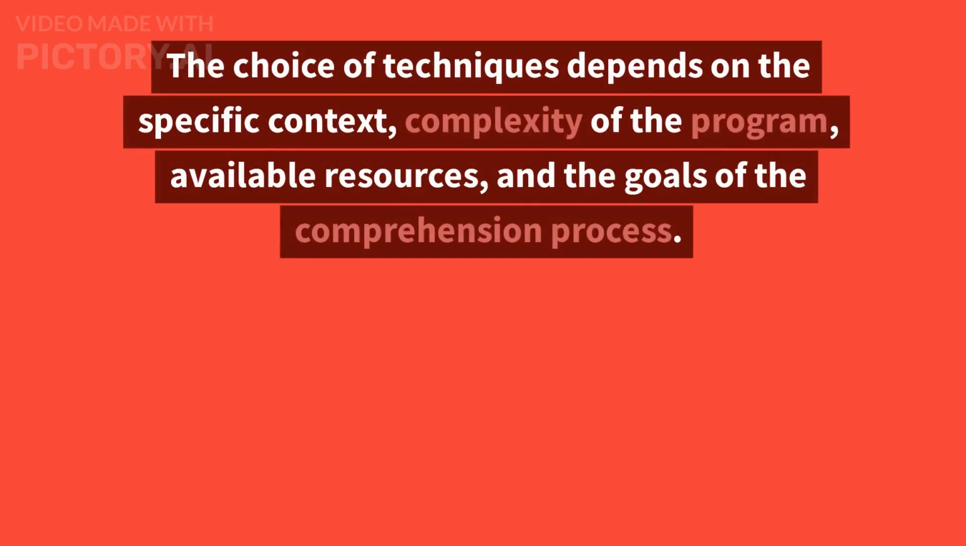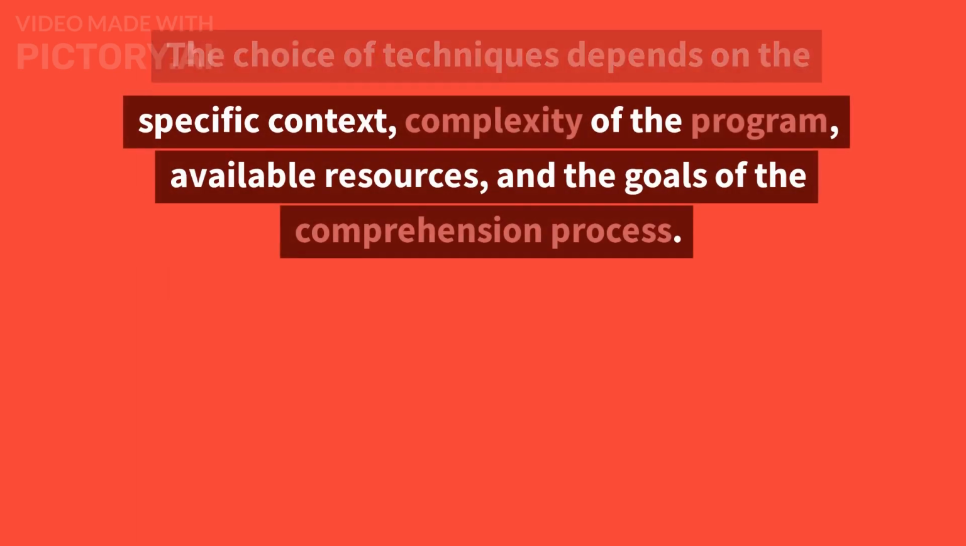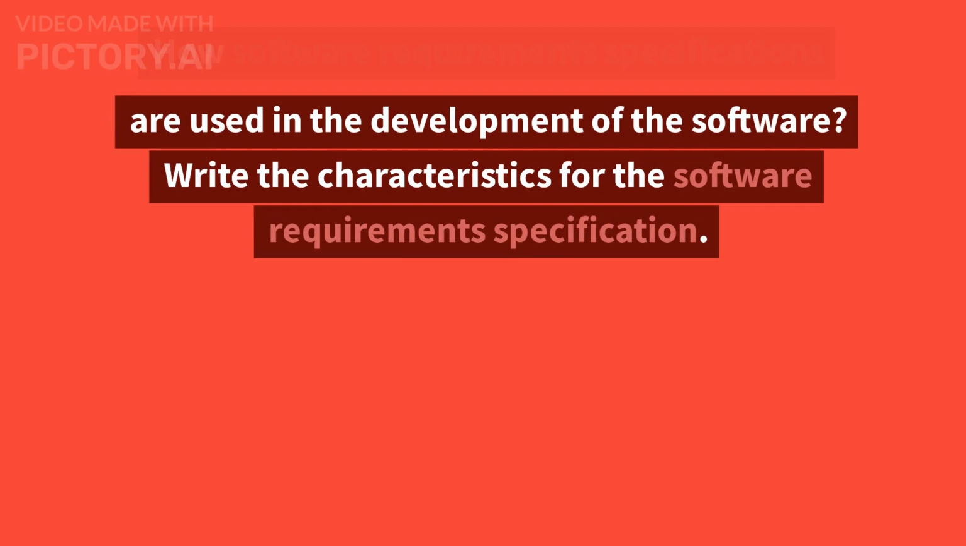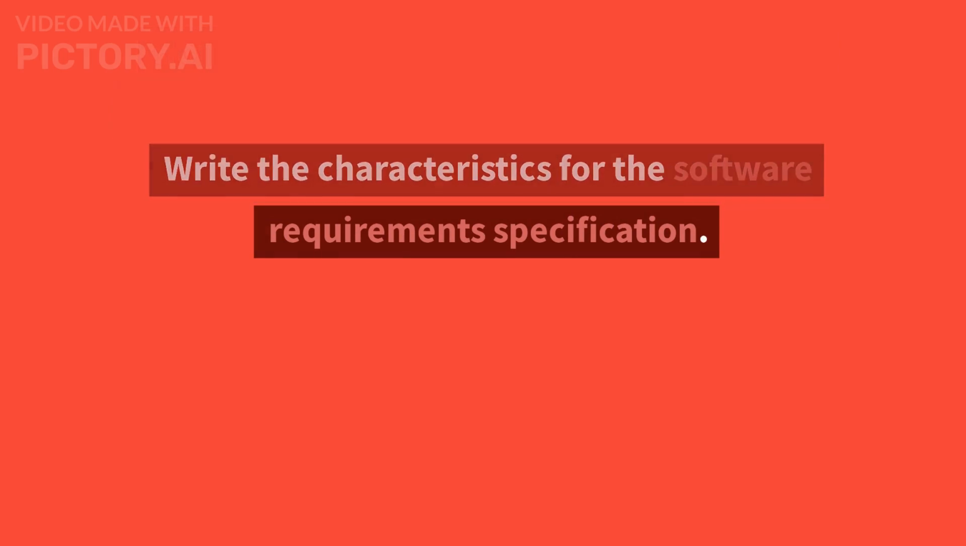The choice of techniques depends on the specific context, complexity of the program, available resources, and the goals of the comprehension process. Question 9. How software requirement specifications are used in the development of the software? Write the characteristics for the software requirements specification.